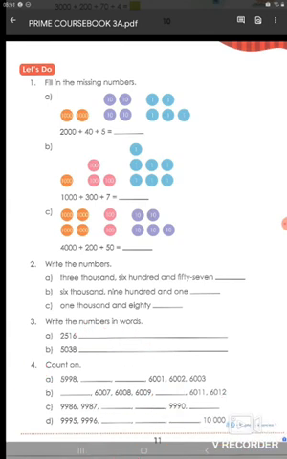And it says here that you need to do chapter 1, exercise 1 in your books. So finish that before continuing to the next video.